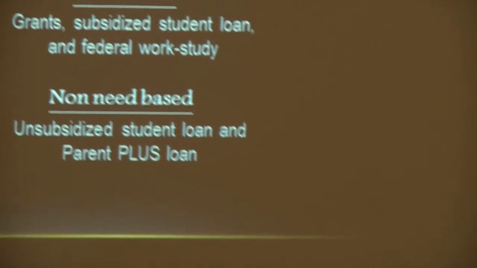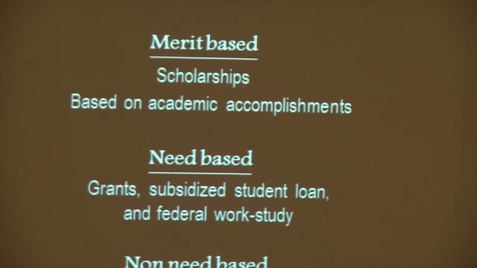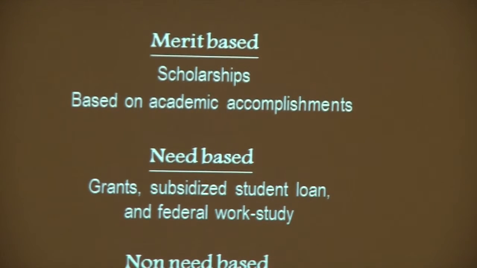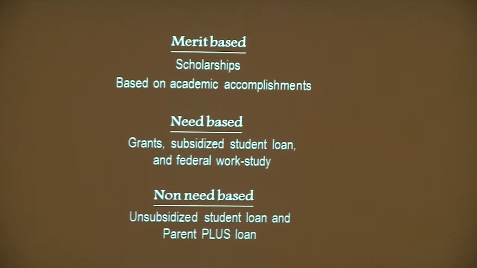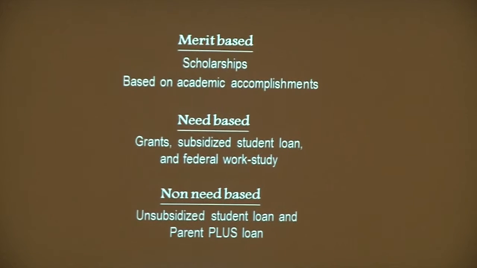There's merit-based aid, and those include scholarships. Those are awarded on a student's academic accomplishments, so things like their ACT score and their GPA. There's also need-based aid, which includes grants, work-study, and subsidized loans. That's awarded based on a student's financial need, which is determined by the FAFSA. And then there's also non-need-based aid, and that includes unsubsidized student loans as well as Parent PLUS loans. Further into the presentation, we'll get into what each of those things are.